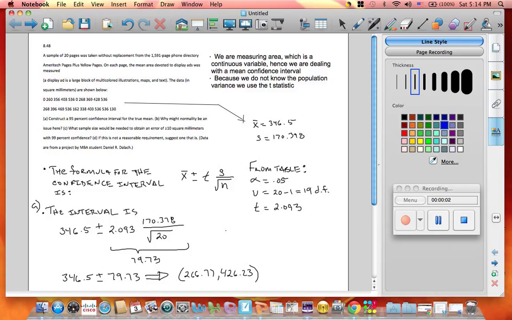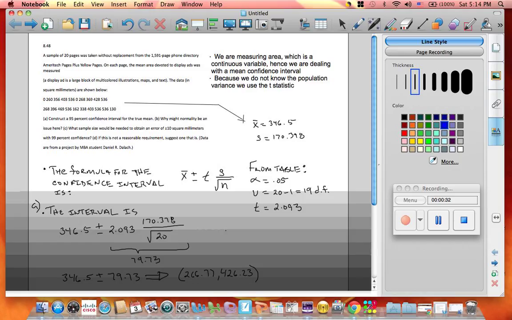Problem 848 is about a sample of 20 pages taken from a phone directory of 1,591 pages. It's about ads and how much area there is in the ad. The sample is out of 20 ads that they measured. And they're asking us some questions here.